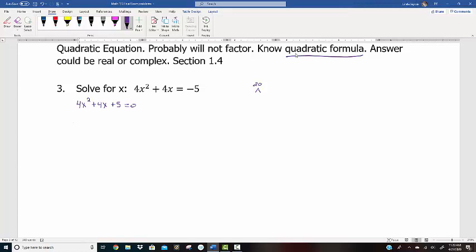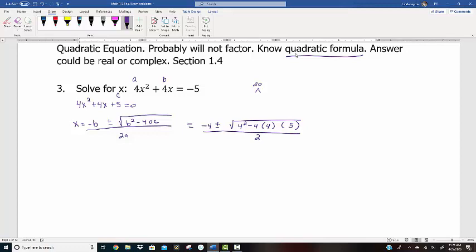Alright, so this means we have x equals negative b plus or minus the square root of b squared minus 4ac, all over 2a. So that's the formula we're going to use. So let's go ahead and insert our letters a, b, and c, where c is 5, since that one's not in the right form. So then we're going to have negative 4 plus or minus the square root of 4 squared minus 4 times a, which is 4, times c, which is 5, all over 2 times 4.